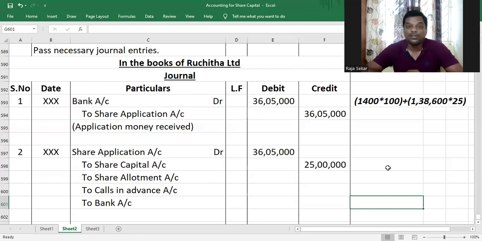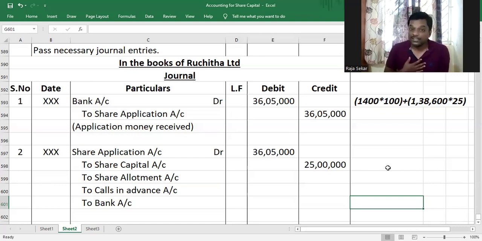Why is it not possible? Because on the 1,000 shares that she applied for, she's already paid 100 rupees. Diksha has paid 100 rupees on all the 1,400 applications. And we are allotting only 1,000 shares to Diksha. So how much are we supposed to receive from Diksha? It is 1,000 into 100, which is 1 lakh rupees. But how much have we received? It is 1,40,000 rupees because she made extra applications.